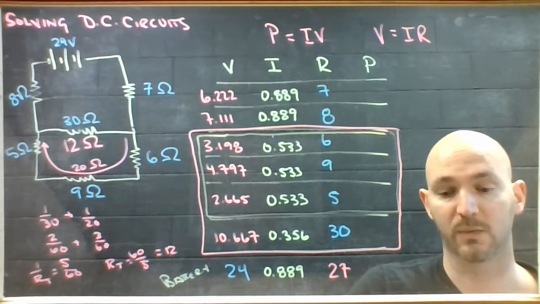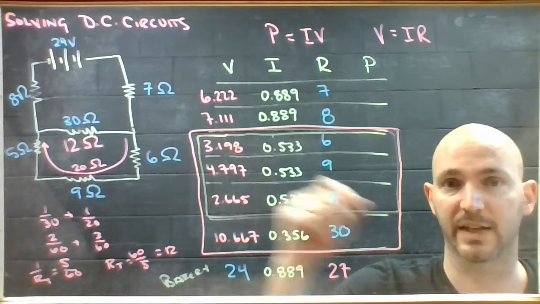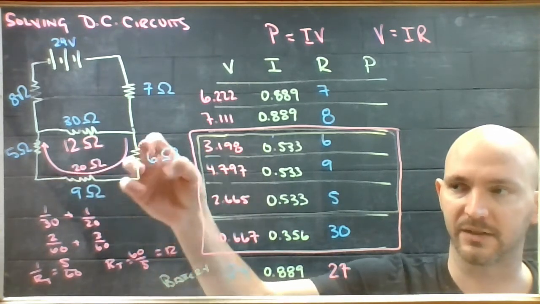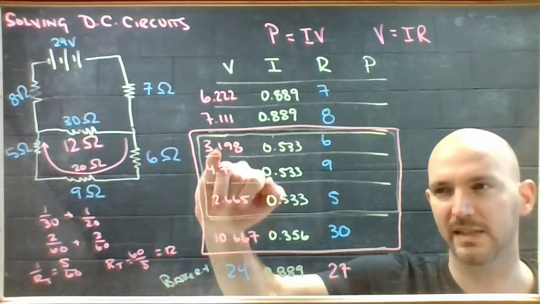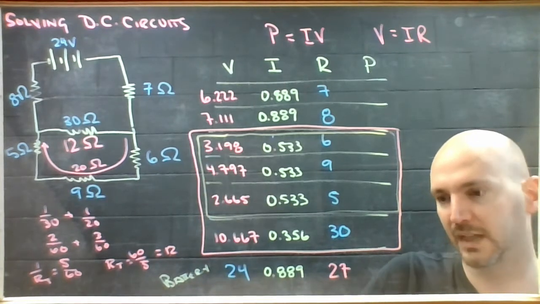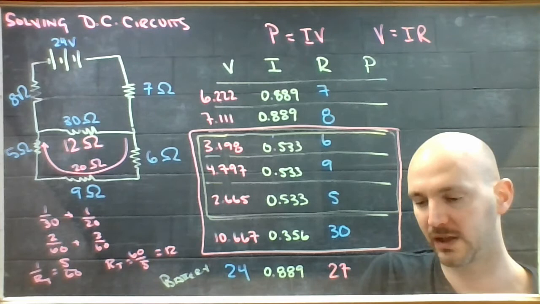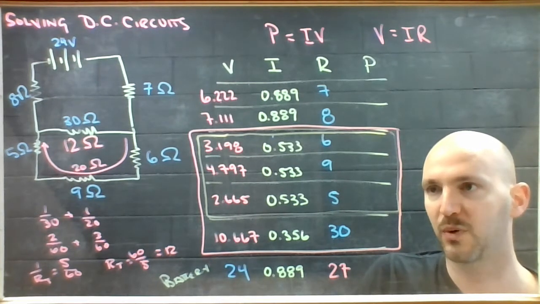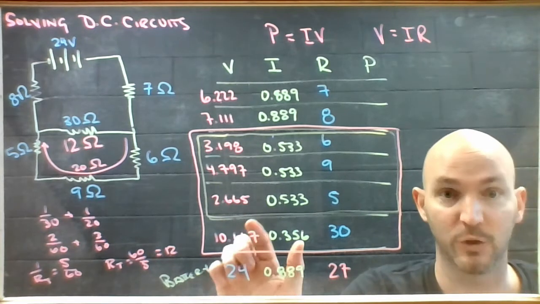So that was a lot of work. I'm going to try and fact check these here. So I have this number, and this number in a series circuit. So these three things, if I add them together, I'm just going to see what I get. 3.198 plus 4.797 plus 2.665 gives me 10.66. Well, look at that.